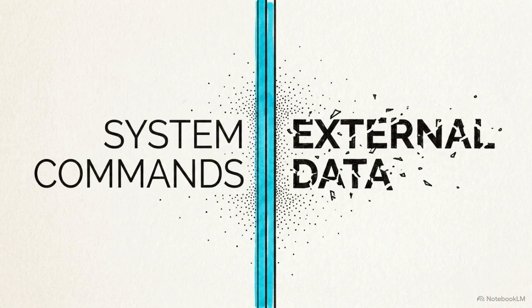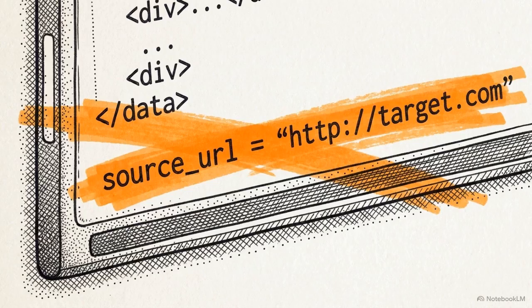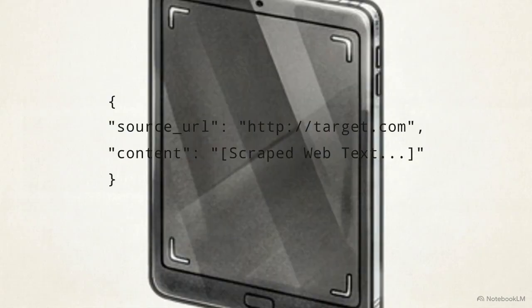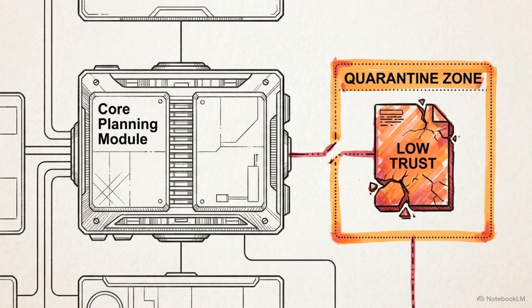Go to your agent's prompt template. We need to isolate the external content. Take the variable holding your web scraping results and wrap it entirely in explicit XML style tags, like untrusted content. Next, append provenance metadata to that chunk. Tag it with the exact source URL and assign it a low-trust classification so downstream processes know exactly where it came from. Now the data is isolated.